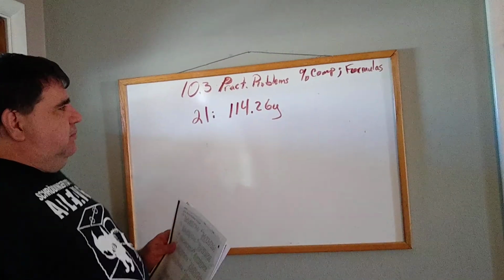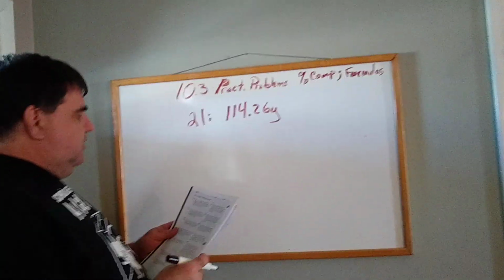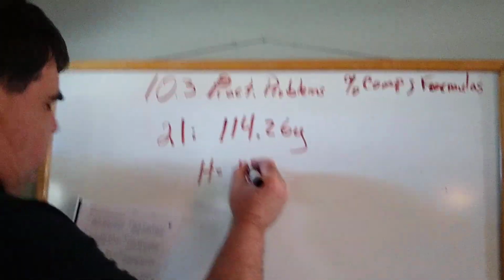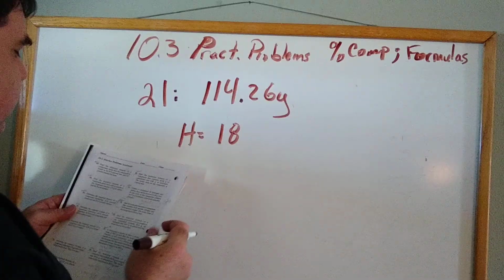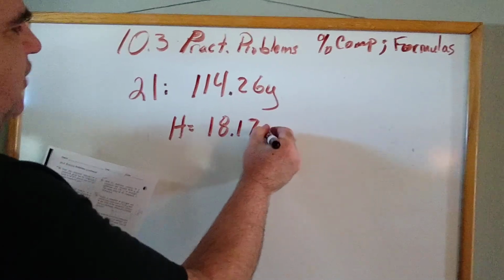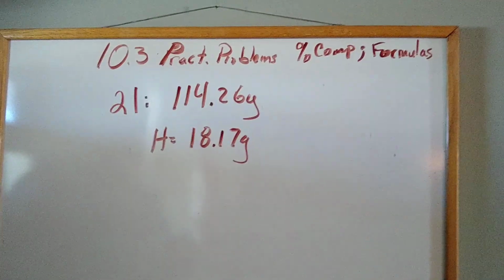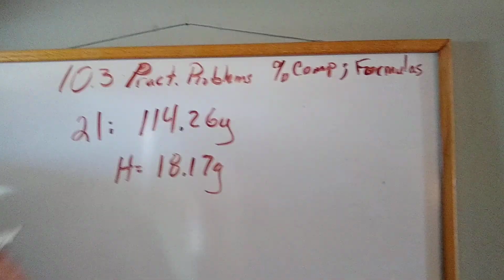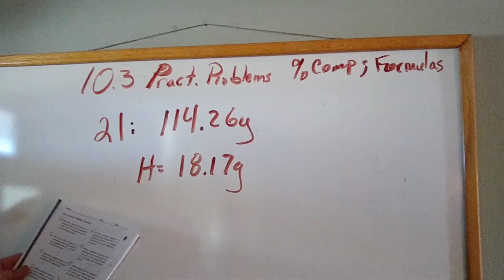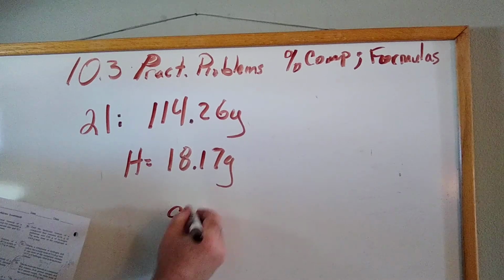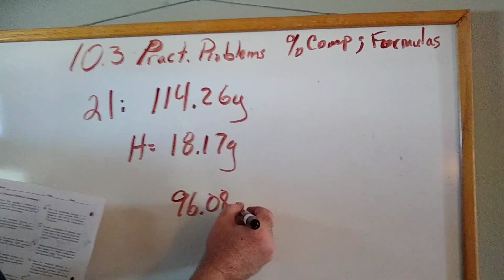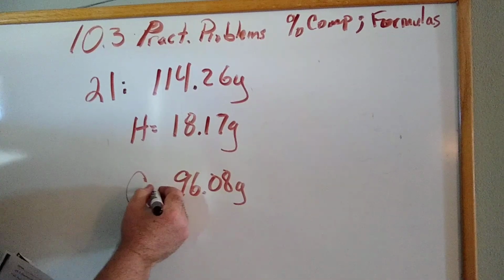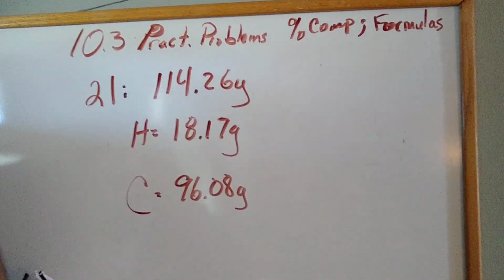So it tells us we got 1 mole of this substance. It tells us that hydrogen is 18.17 grams of this substance. Okay, so that's pretty easy because I can then subtract that right from 114 and you get 96.08 grams left over. Well, that has to be our carbon because all hydrocarbons are just carbons and hydrogens.